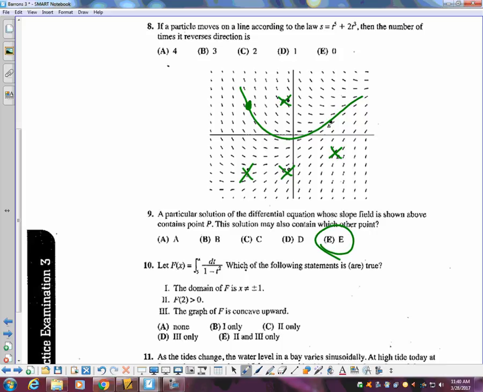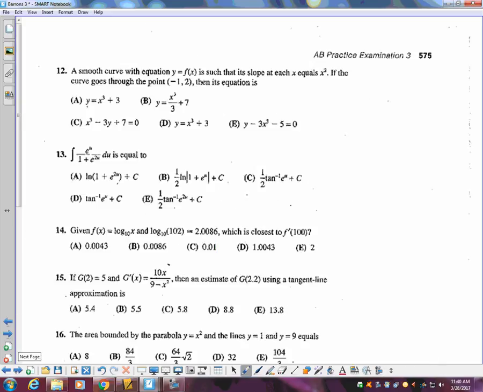Okay, so now we're headed to number 12. A smooth curve with the equation y equals f of x is such that its slope at each x equals x squared. If the curve goes through the point -1, 2, then its equation is.